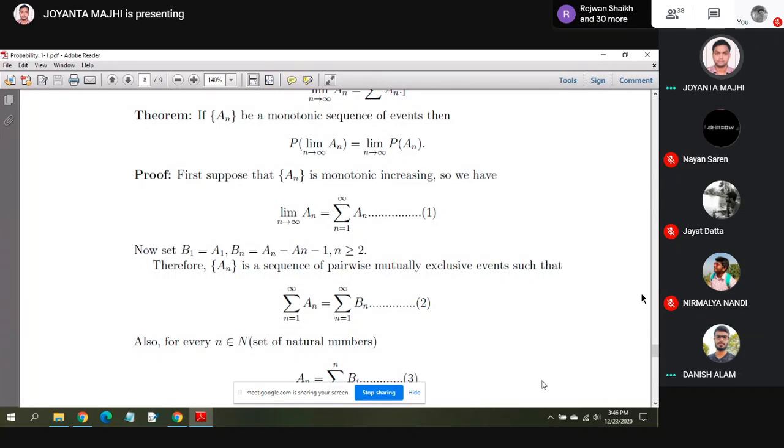Here, given that we consider that a_n is a monotonically increasing sequence, okay?